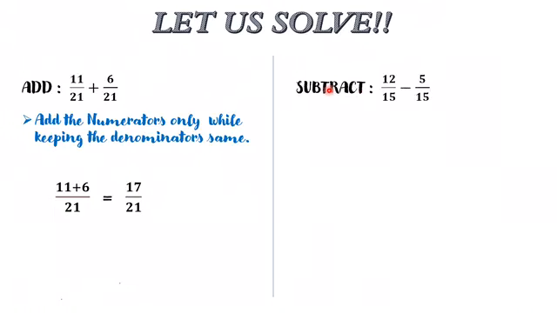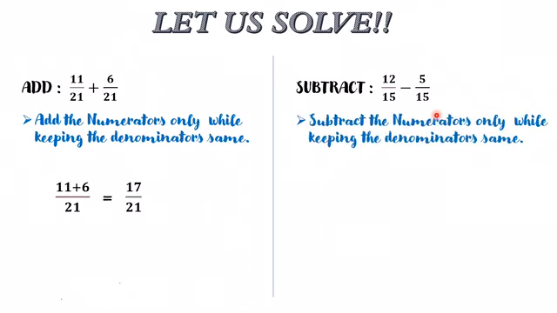Another example of subtraction. Here we'll have to subtract 12/15 minus 5/15. So when we do that, we should remember that we have to only subtract the numerators while we keep the denominators same. So the answer would be 12 minus 5 gets us the numerator 7, and the fraction will be 7/15 while we keep the denominator same. So my dear students, you can see that adding and subtracting like fractions is quite simple.